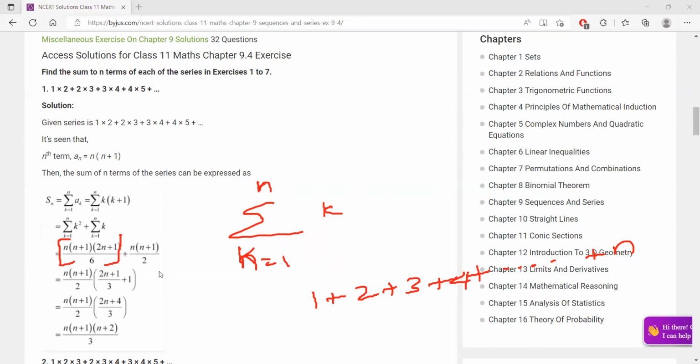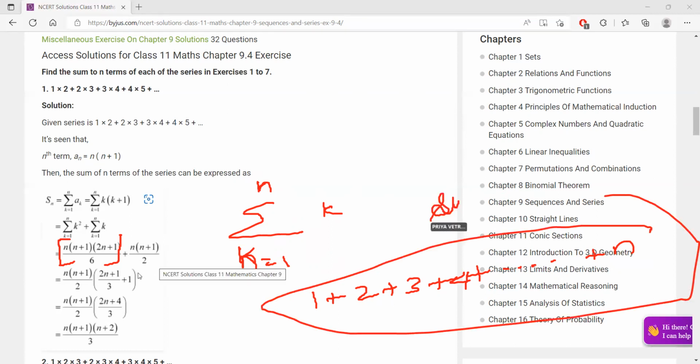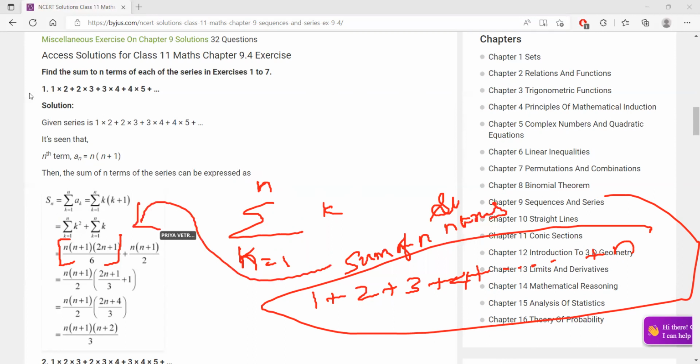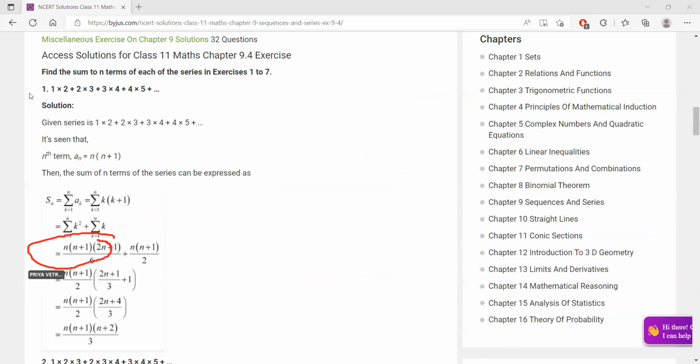Understood? So this is just sum of n. Why are we writing n into n plus 1? That's what I'm trying to explain. This is nothing but sum of n terms. So the general formula for the sum of n terms is n into n plus 1 by 2. So this is for the sum of the squares and this is for the sum of the n terms.